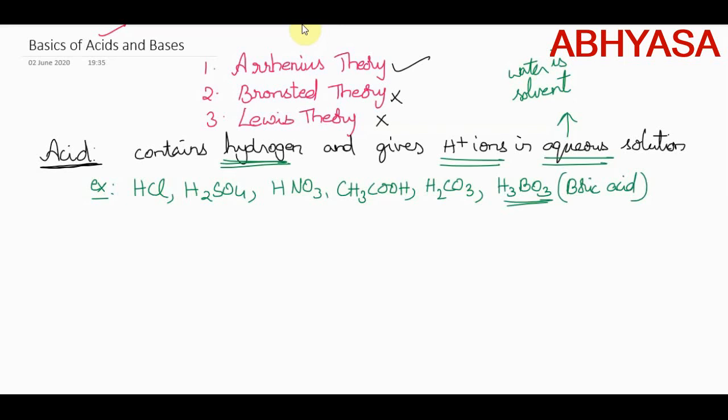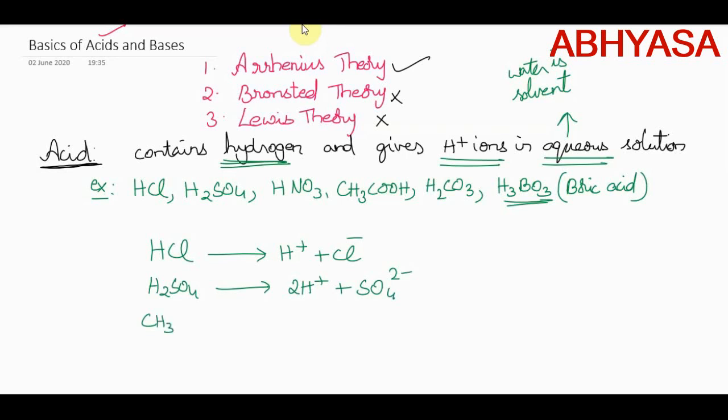See, in all the cases hydrogen is present and all of them when dissolved in water give H plus ions. Let's take for example hydrochloric acid. When this is dissolved in water we get H plus ion along with Cl minus. If we take the case of sulfuric acid, here we will be getting hydrogen ions and we also get sulfate ion. If you take for example acetic acid, that is CH3COOH, when this is ionized we get CH3COO minus and H plus.